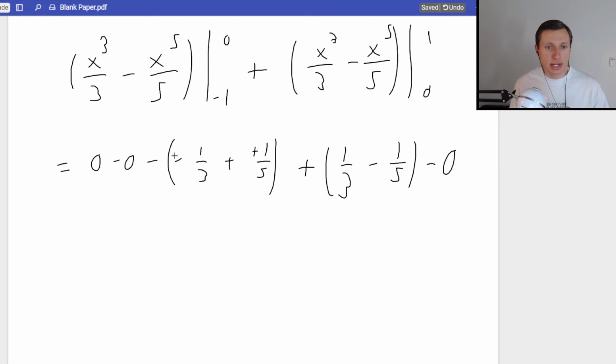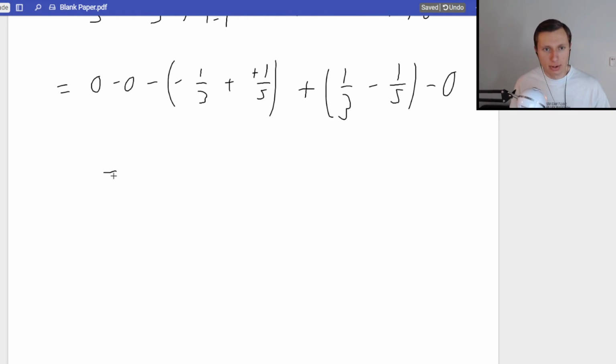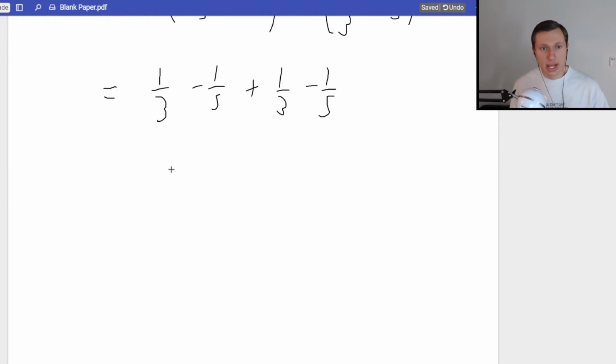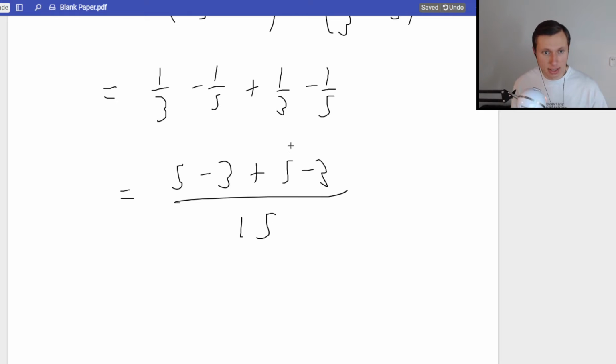So this comes back to the symmetrical thing we were talking about earlier. You're going to get 1/3 minus 1/5 plus 1/3 minus 1/5, which is essentially 2 times the quantity 1/3 minus 1/5. If I break this into 15ths to get a common denominator, it would be 5 minus 3 plus 5 minus 3 over 15. Just got a common denominator. And so it's 5 minus 3 is 2, plus 5 minus 3 is 2. 4/15 is our final answer.